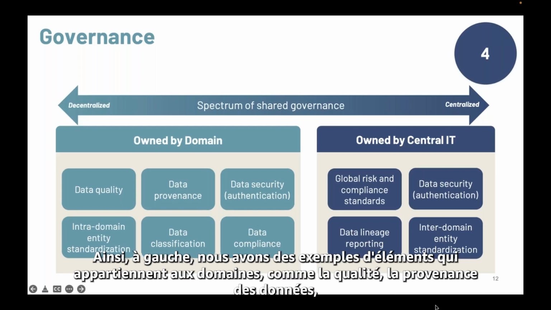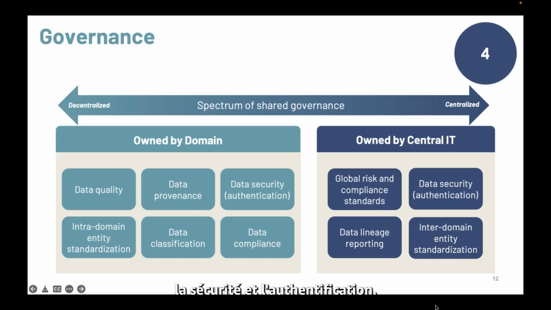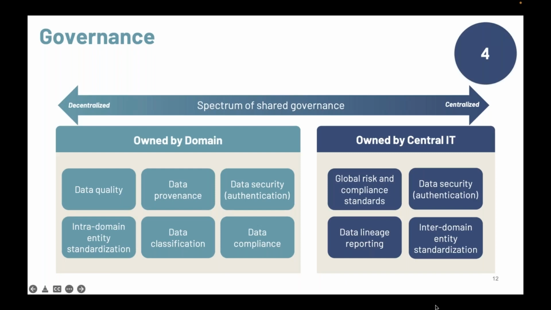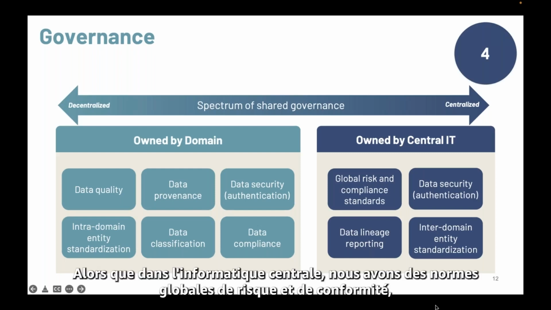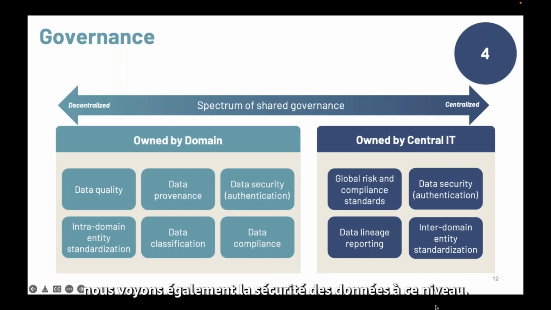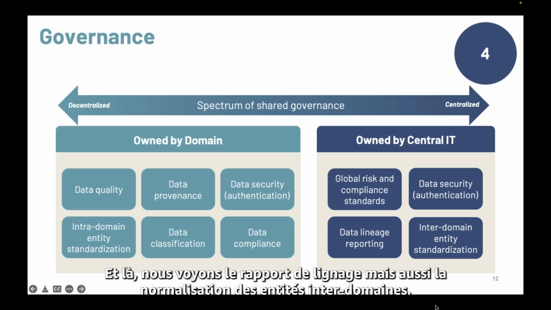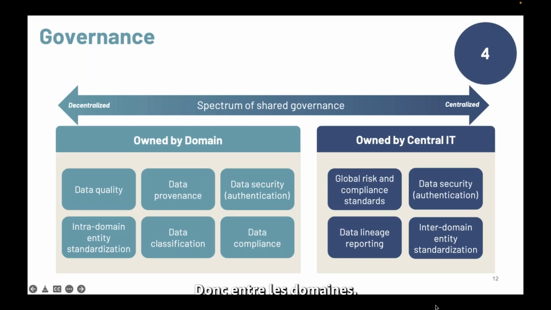So on the left, we have examples of things that are owned by the domains, the things like the quality, where the data is coming from, the security and authentication around it, some classification and compliance, and the way that between the domains we standardize the entities. Whereas in the central IT, we've got some global risk and compliance standards. We're also seeing data security at that level. We need data security at lots of different levels. And there we're seeing lineage reporting, but also the inter-domain entity standardization, so between the domains.